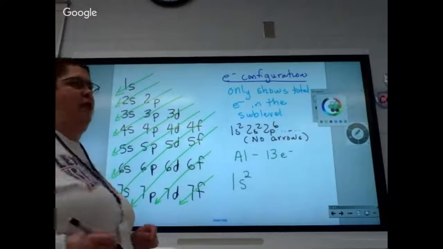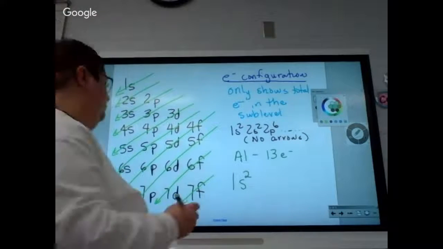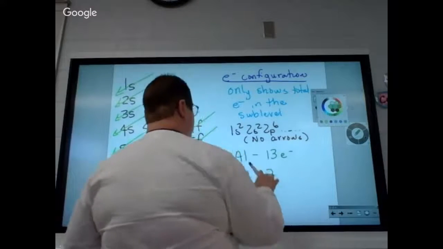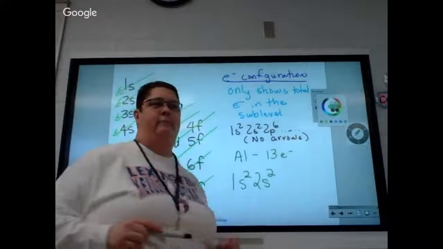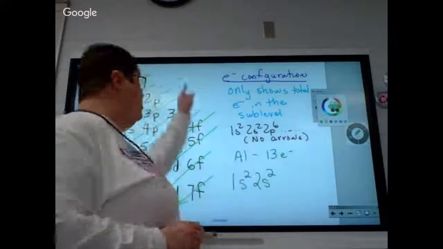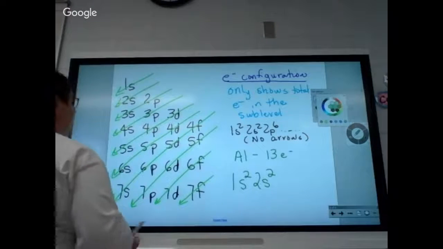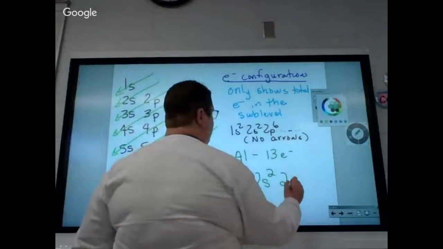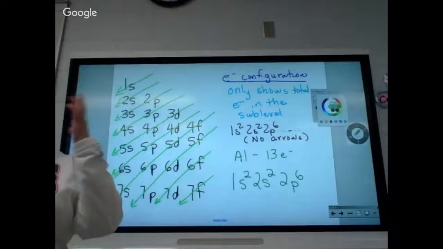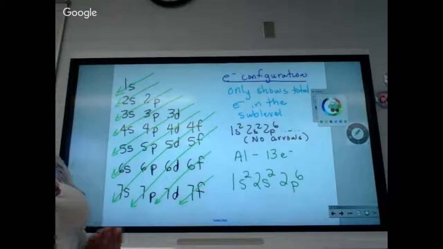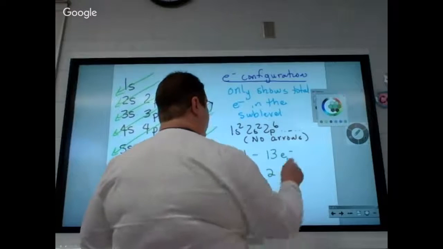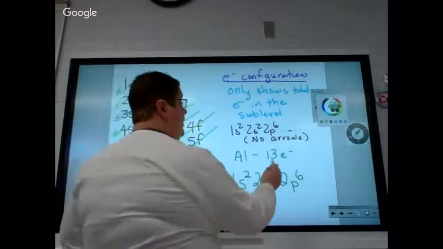No. Then we go back to the chart. What's the next thing in the chart? 2s. How many electrons can an s hold? 2. 2 plus 2 is 4. Is that 13 electrons? No. Back to the chart. What's next? 2p. 2p can hold how many? 6. Remember, we're not doing the lines. We're doing the total electrons this time. So p can hold 6 electrons, right? So 2 plus 2 plus 6 is 10.